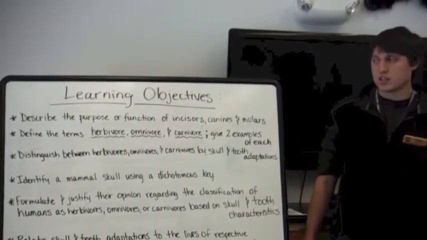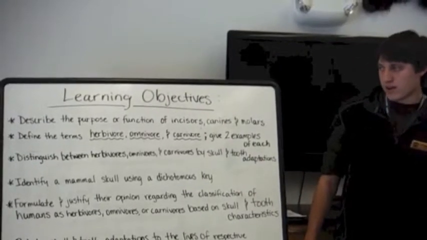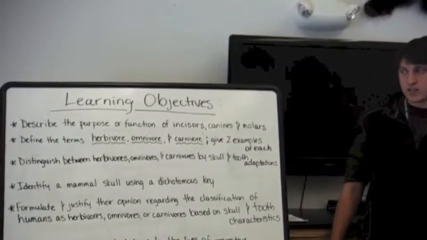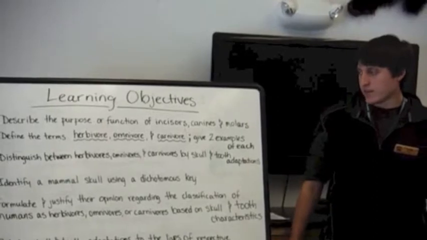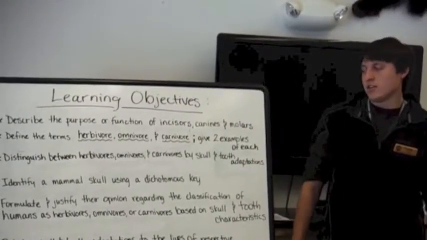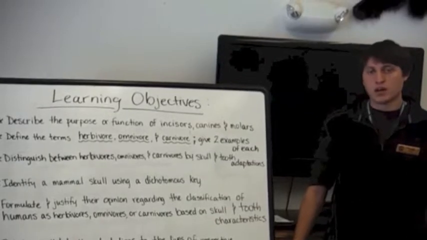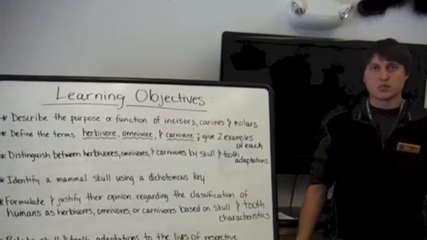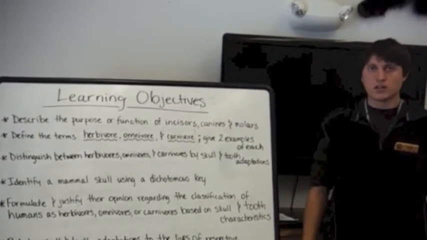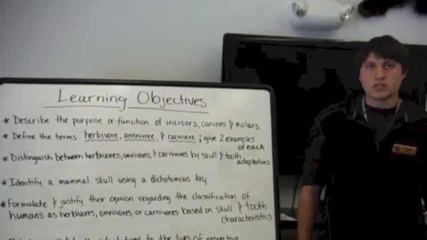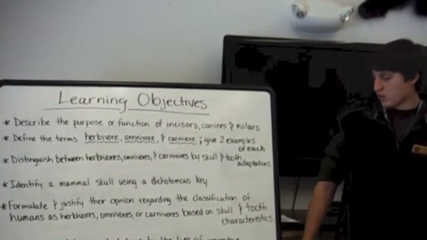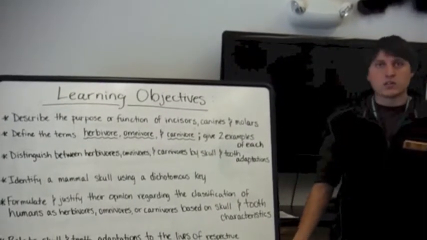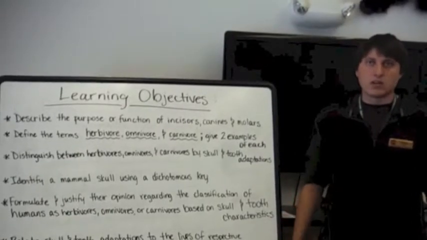We'll also be able to distinguish the differences between herbivores, carnivores, and omnivores based on their skull and tooth adaptations. Number 4 is that we'll be able to identify different kinds of mammal skulls by using a dichotomous key. Objective number 5 will be to formulate and justify their opinion regarding how to classify a person as either a herbivore, carnivore, or omnivore based on both skull and tooth characteristics. And our final learning objective is to relate the different skull adaptations to the life of the respective animals that they may find during this lesson, and how that relates to the animal adjusting to its environment.